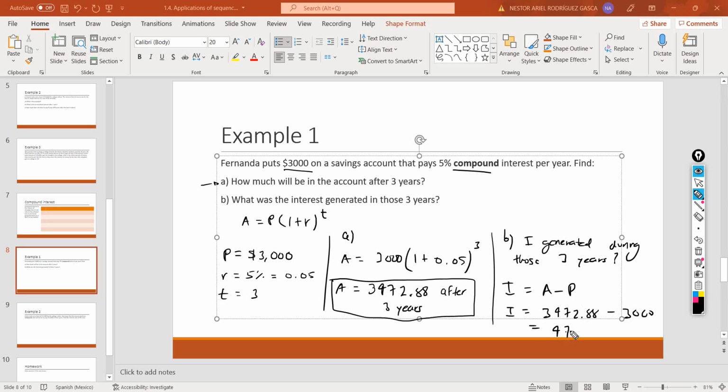So it's going to be 472.88 dollars in this case. So this is how much extra Fernanda won or gained by having her money on a savings account that pays this percentage of compound interest per year. So that is example number 1.